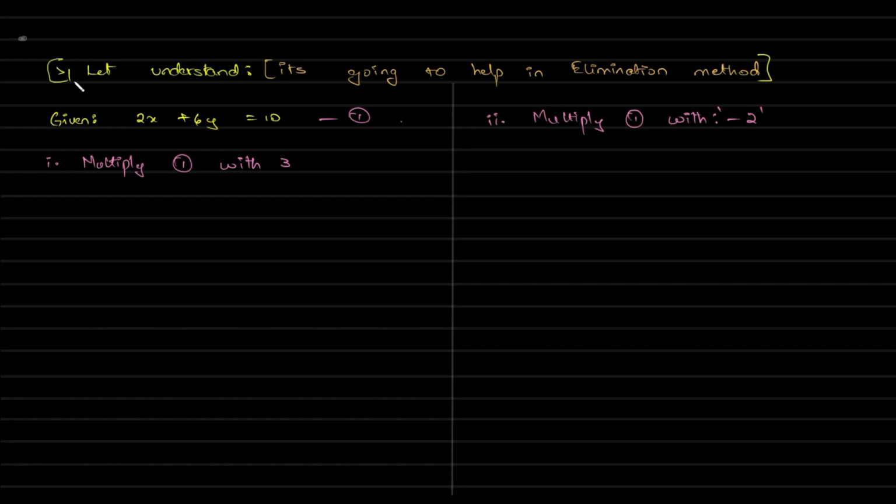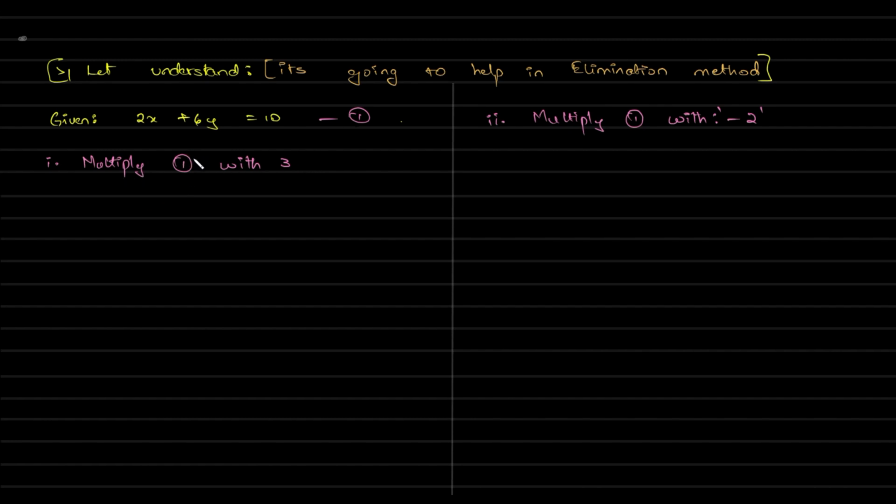So here we're going to study a few things that will help us in the elimination method. What we're looking at here is an equation being multiplied and divided by a few things. We'll begin with multiplying equation 1 with 3.